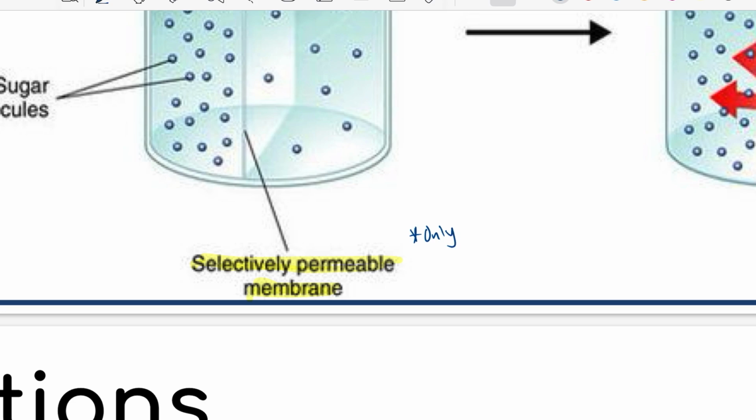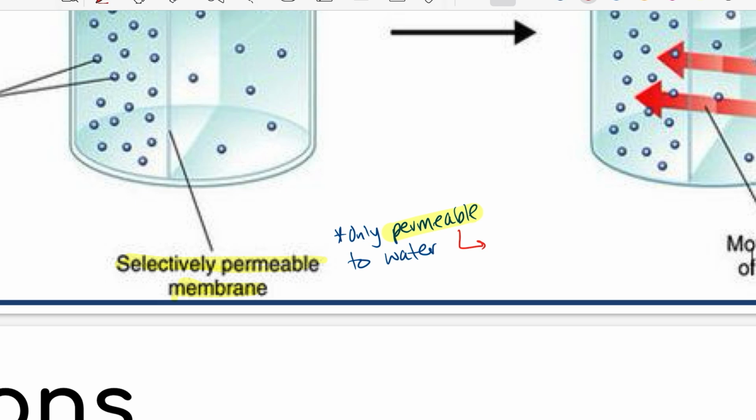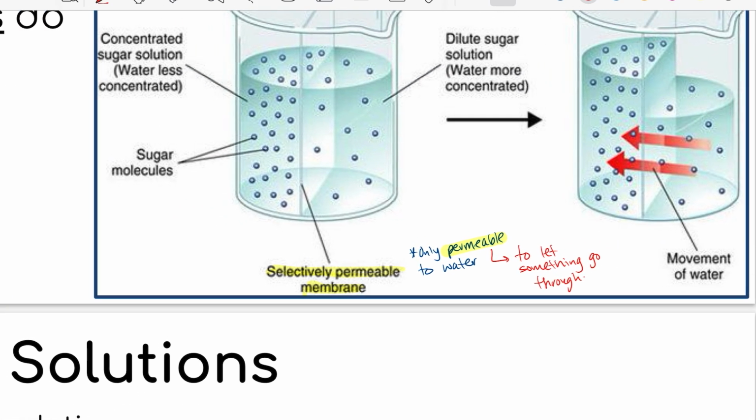Only permeable to water. So we should probably discuss what the word permeable means. Permeable is just another way of saying to let something go through. So here you can see the water molecules are moving through that membrane.